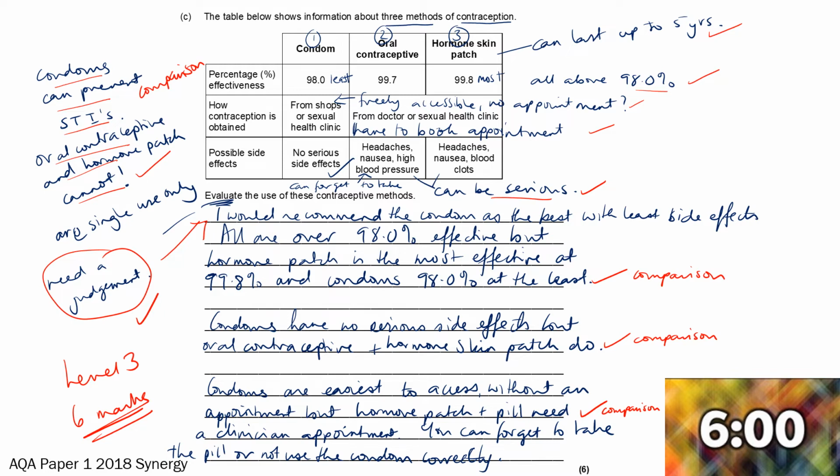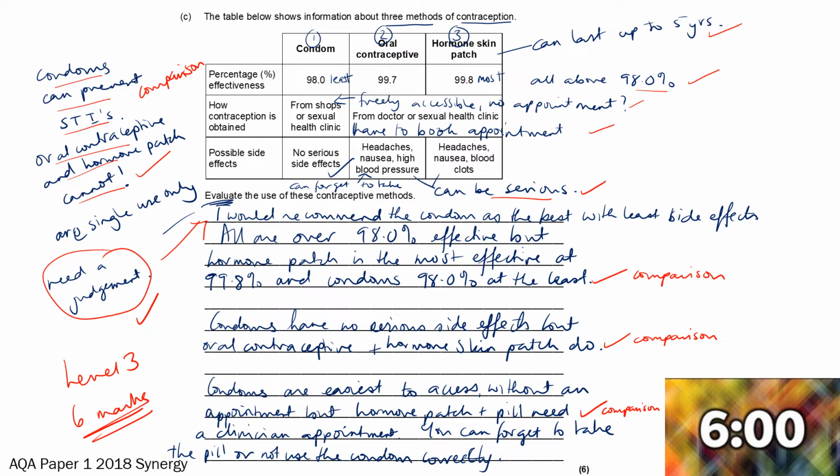All are over 98.0% effective, but the hormone patch is the most effective at 99.8% and the condoms the least at 98.0%. Condoms have no serious side effects, but oral contraceptives and hormone skin patch do. Condoms are easiest to access without an appointment, but hormone patch and pill need a clinician appointment. You could forget to take the pill or not use the condom correctly.